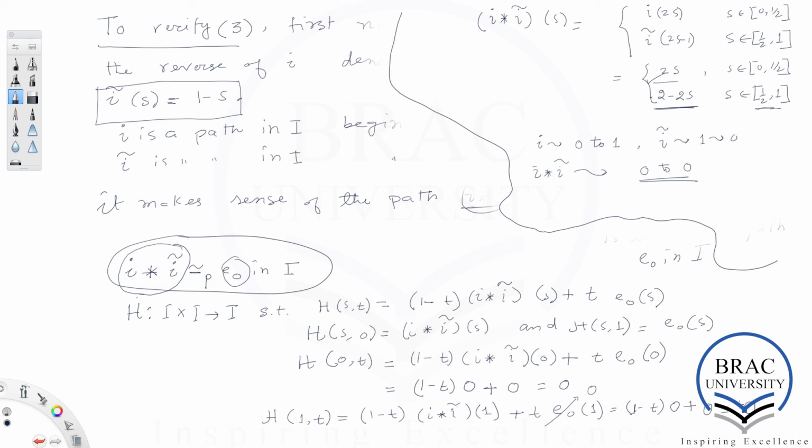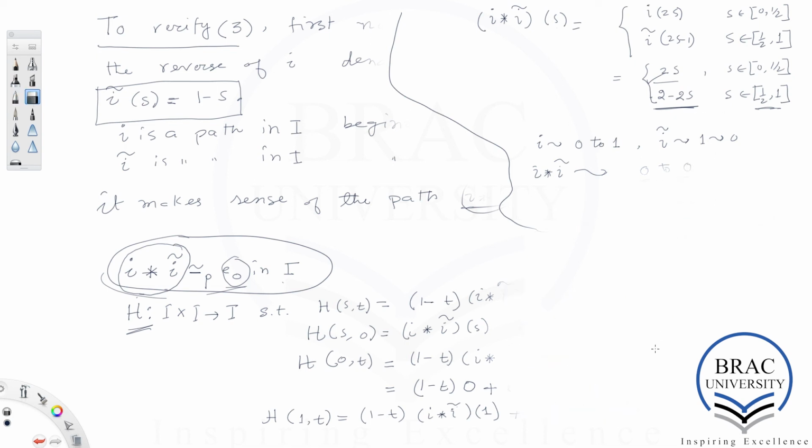Okay. So H is a homotopy between these two paths in I. Okay, so they are homotopic. Okay, so let me quickly draw the picture of these two paths. I need some space, so let me create some space here now. I'm done with proving that they are homotopic, but we need to see them with the help of a graph.